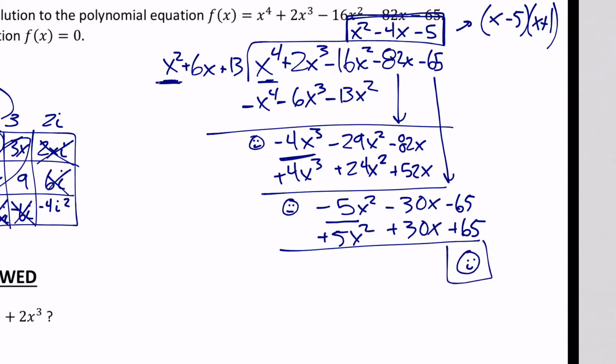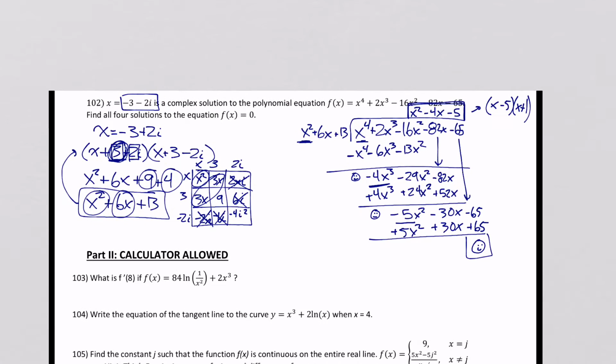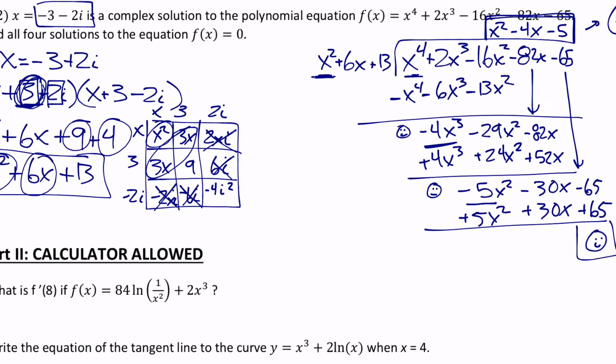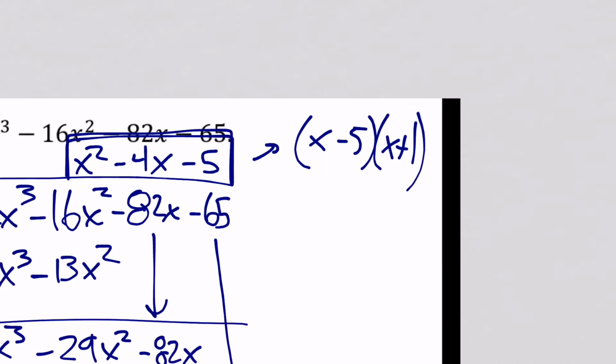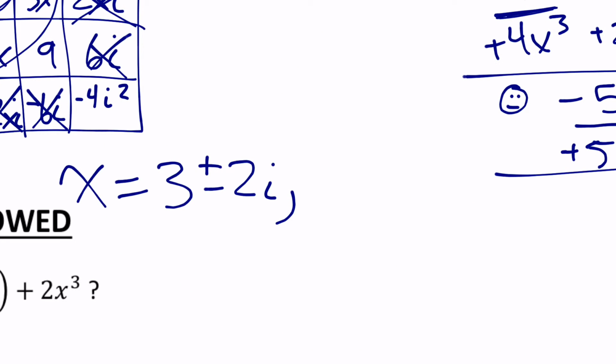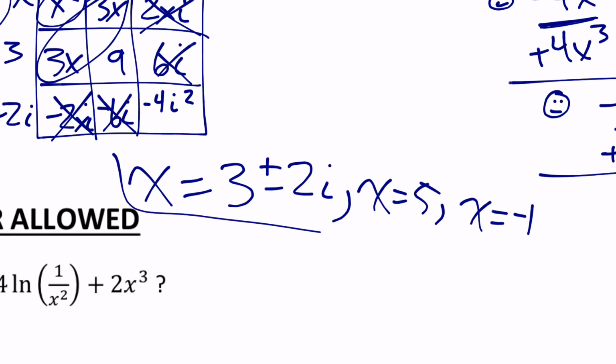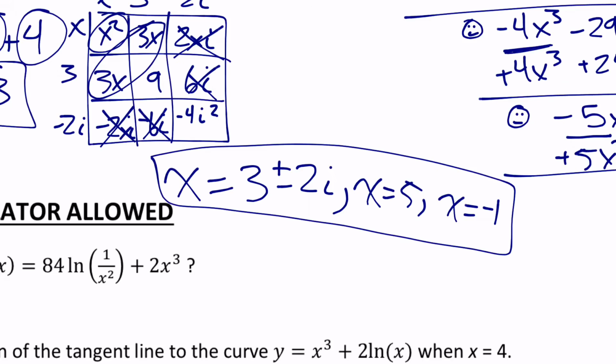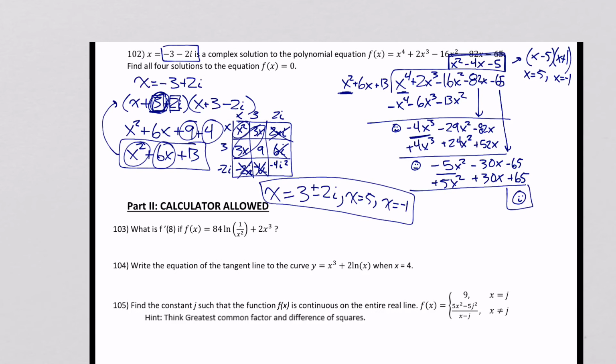Remainder of 0. But what are we supposed to do with this problem? Find all 4 solutions to the equation. Well, we knew in the beginning that 2 solutions were negative 3 plus or minus 2i. So there's 2 solutions right away, and then we just factored this, so we get another solution at x equals 5 and x equals negative 1. So we have all solutions now. It is a 4th degree polynomial, which means it has to have 4 solutions if you're allowing complex solutions.